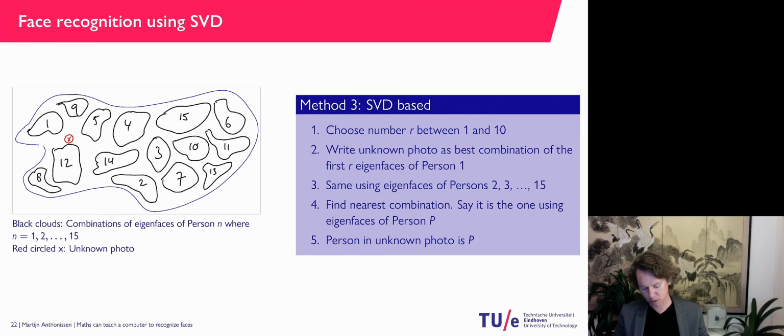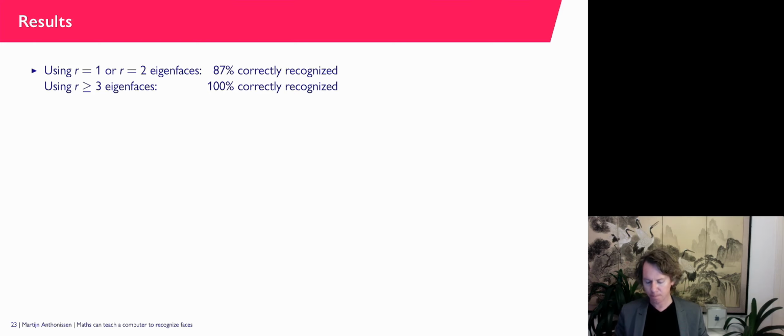You can balance it. So I've implemented that, and if you take 1 or 2 of the eigenfaces, then you get an 87% rate of correctly identified photos. If you pick r to be bigger or equal to 3, then everyone will be recognized correctly.